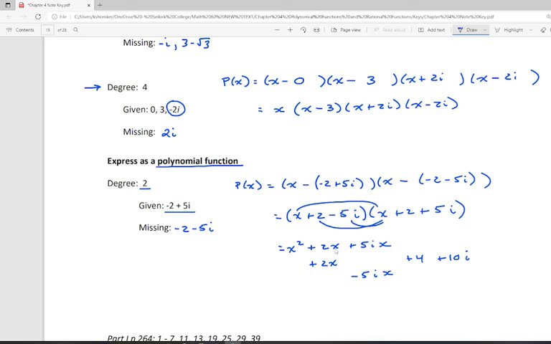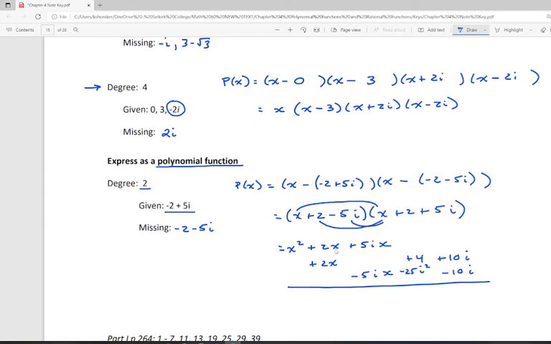Then I'm going to multiply the negative 5i by 2. That's going to match this term. I'm going to have a negative 10i. And then negative 5i times positive 5i is going to give me negative 25i squared, which I'm going to write here because I know it's going to end up as a constant. Okay, now I can collect like terms.